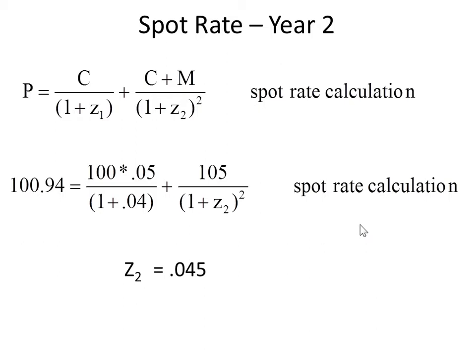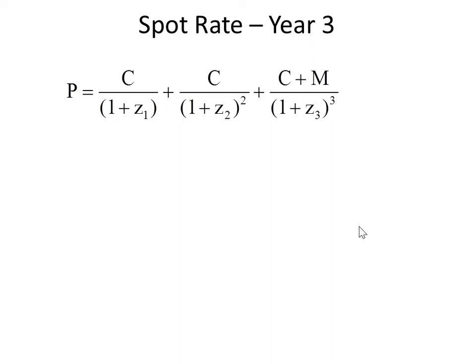So again, what we have here is that everything is known from the previous period calculation. We got from there that our spot rate was 4%. We plugged that in for our year 1 4% spot rate, and then we solve for the spot rate of year 2.